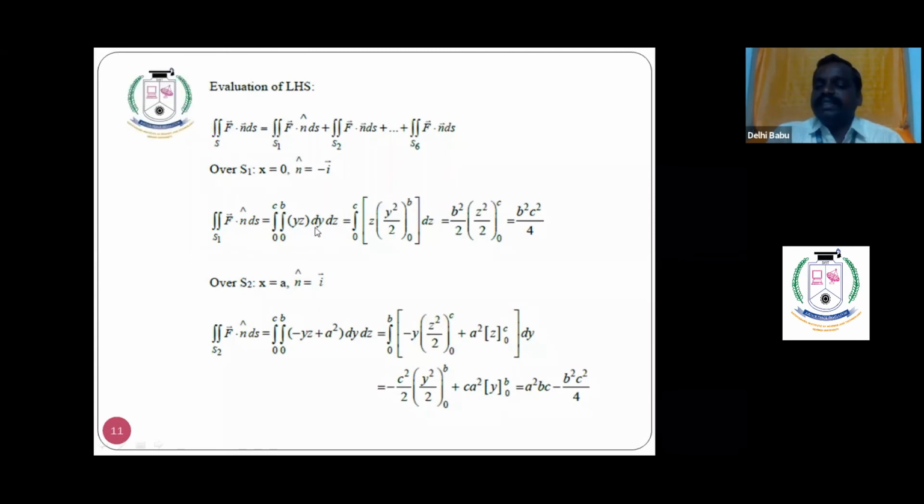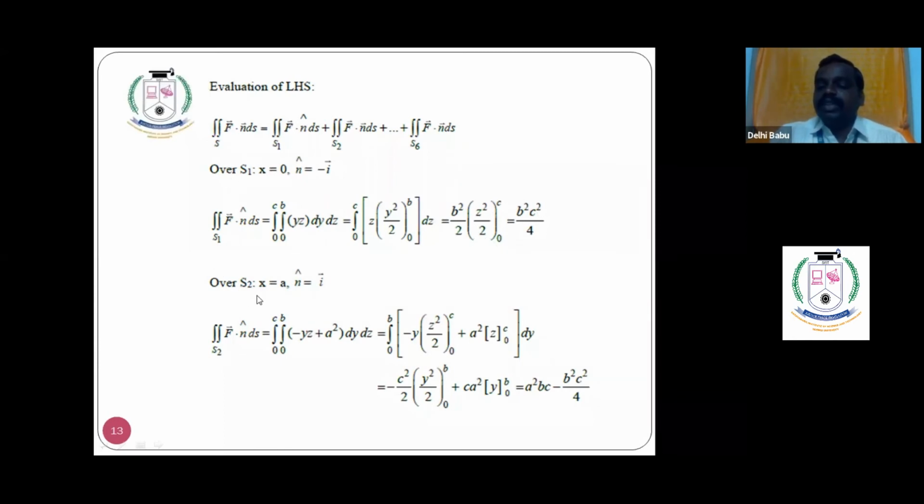In the y direction ds is dx dz. Similarly, in the z direction ds is dx dy. So here z is constant. Y dy, its integration is y square by 2 between the limits 0 to b. Put y equal to b, so b square by 2. Z dz, what is the integration of z dz? Z square by 2 between the limits 0 to c. So put z equal to c, so c square by 2. So b square c square by 2 into 2 we get 4. The lower limit is automatically 0. So this is for your S1.